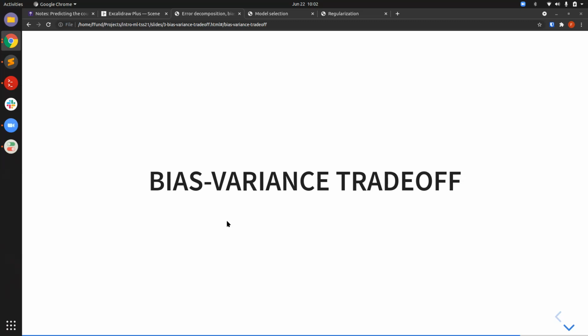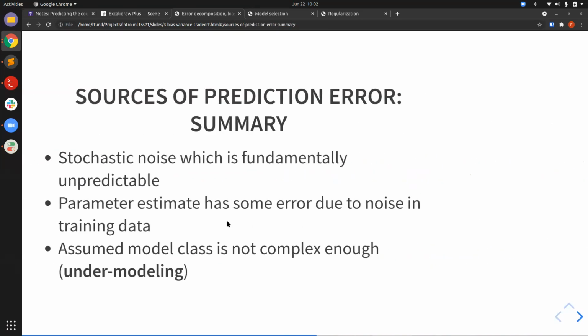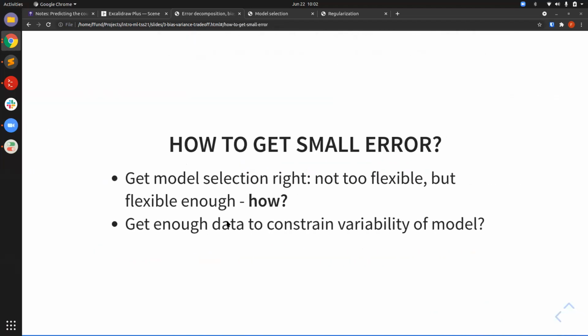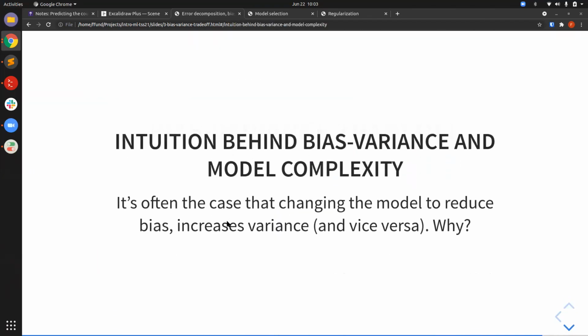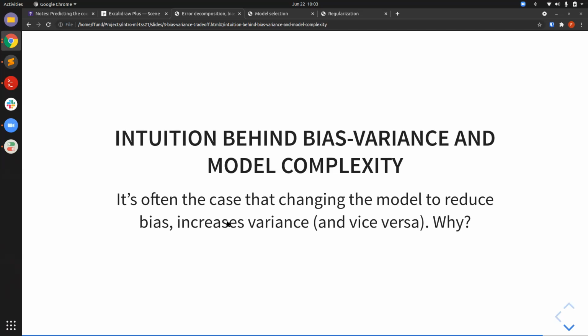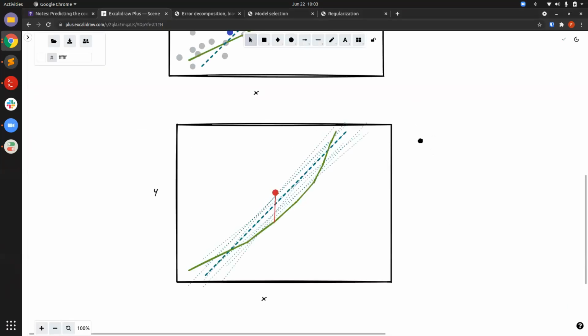We might have some intuition based on what we just saw that changing the model to reduce the bias increases the variance, or changing the model to reduce the variance increases the bias. So why is that?